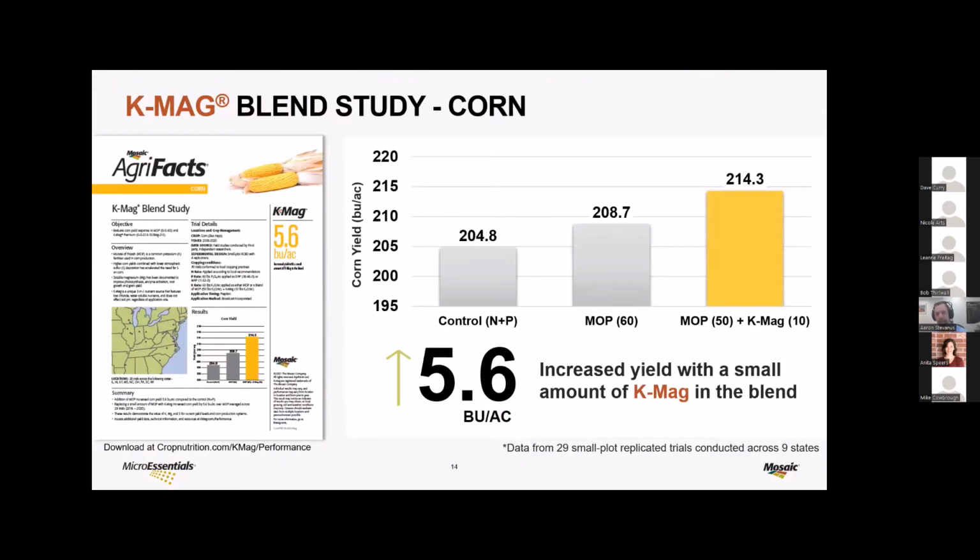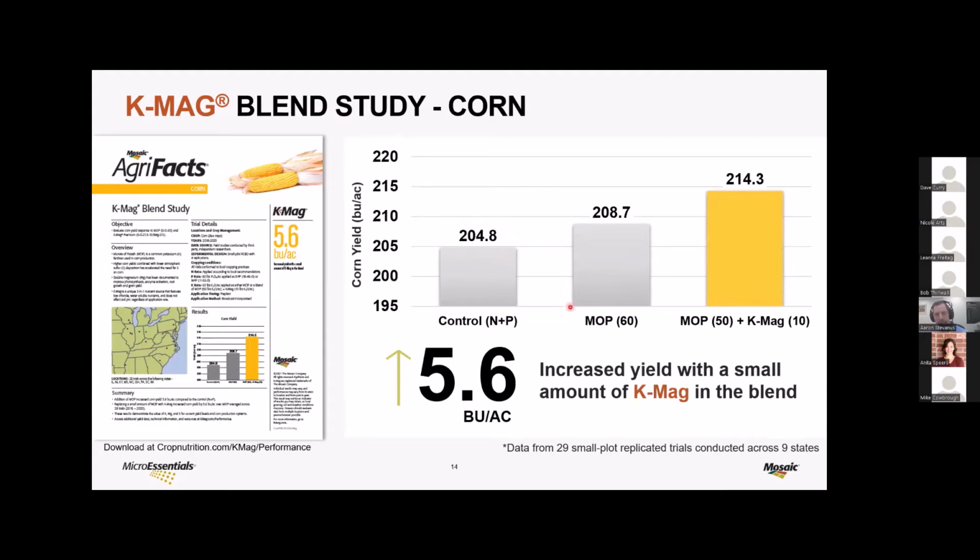Then we're going to have 2 of the exact same trial setups. This is for K-Mag. And what we're looking at is essentially taking our potassium source and taking a little bit of it out and replacing it with some sulfur and magnesium. So we're going to look at our treatments on the x-axis here, and obviously yield is still on the y-axis. And we're looking at our control, which is just nitrogen and phosphorus. All of these will be balanced for the nitrogen phosphorus. So that's our standard of 204.8 bushels per acre.